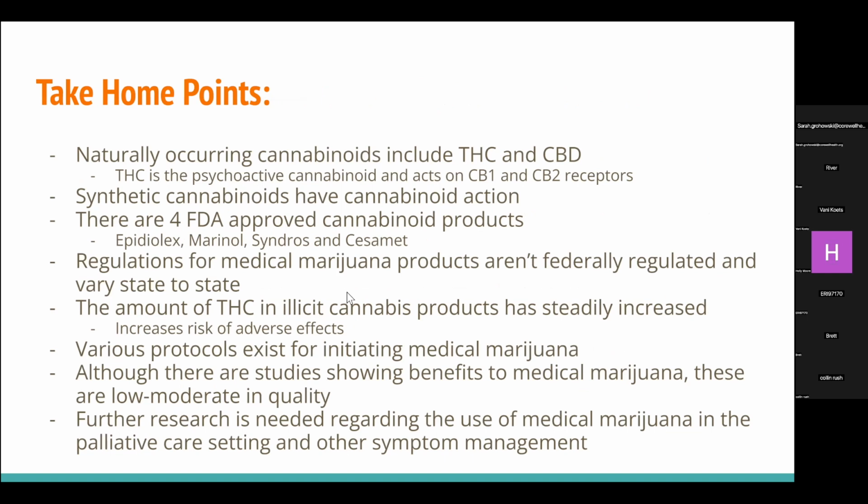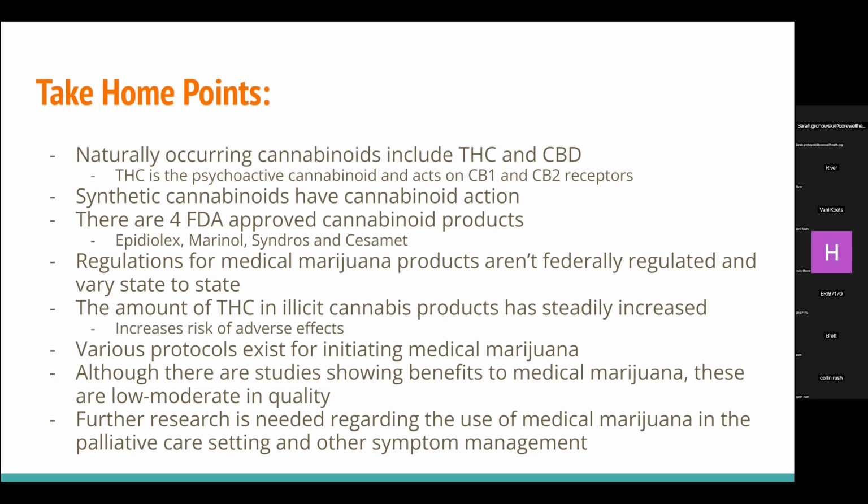So that's a lot, just some take-home points to remember. There are naturally occurring cannabinoids, and these are the THC and CBD products. THC is the psychoactive cannabinoid and acts primarily on the CB1 and CB2 receptors. CBD has a lower affinity for these receptors. Synthetic cannabinoids have cannabinoid action, but structurally are different from the plant-based cannabinoids.